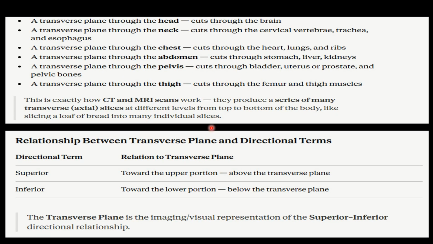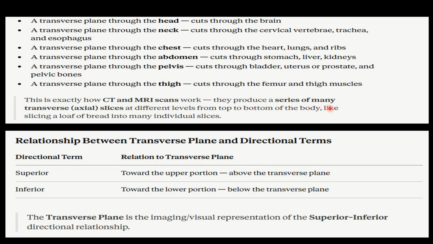Fine. So we can say that a transverse plane through the head cuts through the brain, a transverse plane through the neck cuts through the cervical vertebrae, trachea and esophagus, a transverse plane through the chest cuts through the heart, lungs and ribs, a transverse plane through the abdomen cuts through the stomach, liver and kidneys, a transverse plane through the pelvis cuts through the bladder, uterus, prostate and pelvic bone, a transverse plane through the thigh cuts the femur and thigh muscle. Okay, so this is exactly how CT and MRI work.